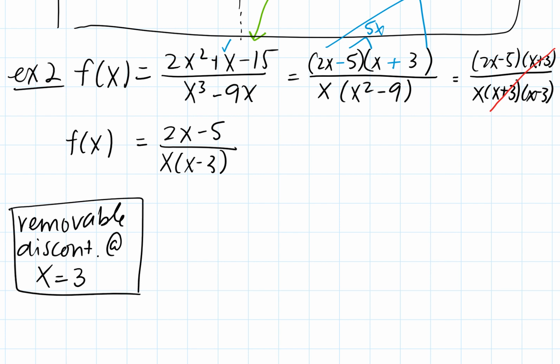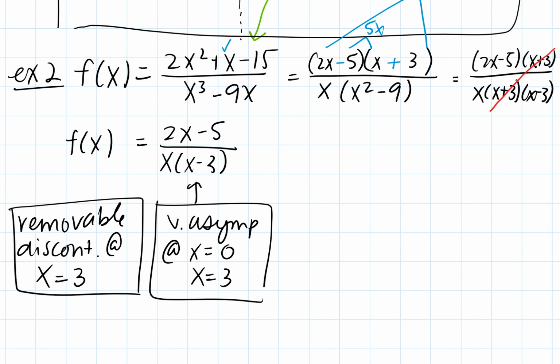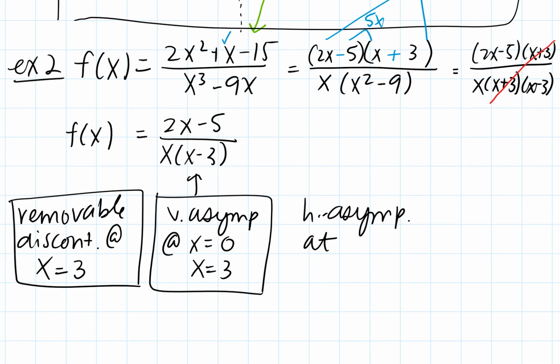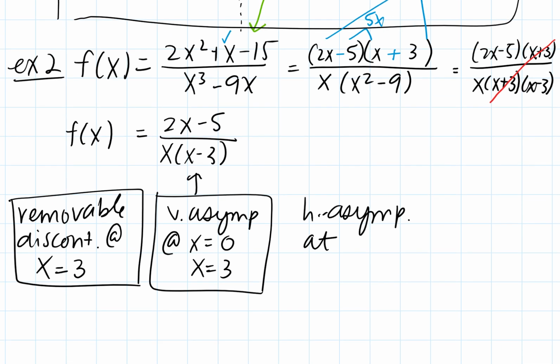I can see from the factored form that I have vertical asymptotes at x equals 0 and x equals 3. Two of them this time, that's interesting. And I can see that I have a horizontal asymptote at, well, let's see. In the simplified version, my degree in the denominator is larger, it's 2, than the degree in the numerator, which is just linear. If the denominator goes faster, you're dividing by really big numbers, so the fraction as a whole will approach 0.